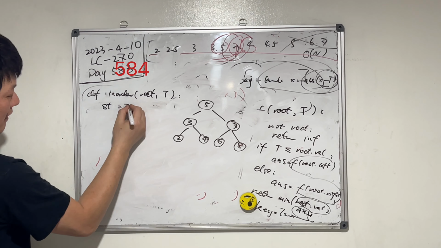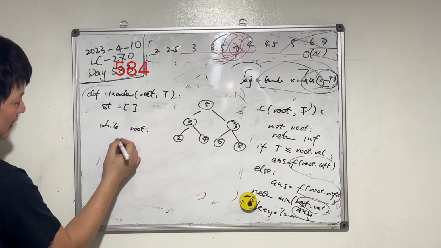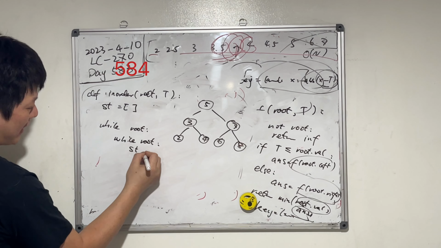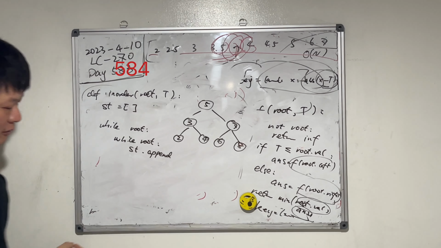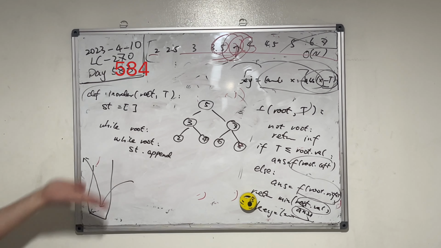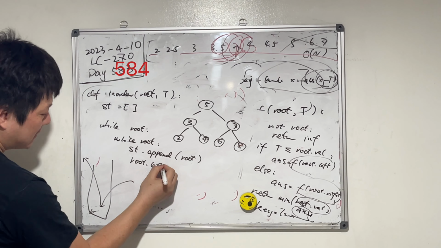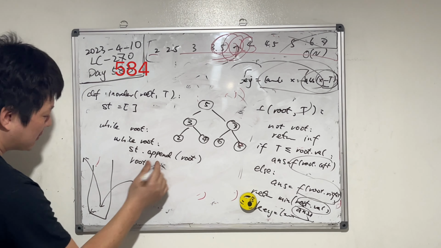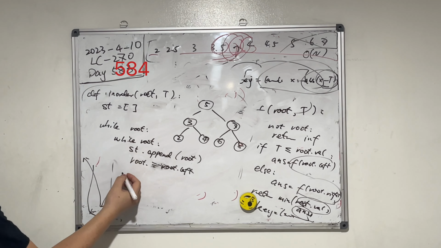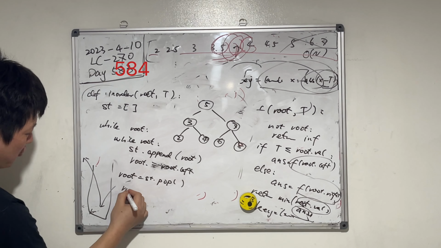For the iterative version, we need a stack. So while root, and then we do another while root: stack.append(root). What's a stack? First in, last out, like a pile of dishes or pancakes. Then append the left, root equals root.left. This is a template, right? And then now I get a value: root equals stack.pop, and then I need to walk to the right.